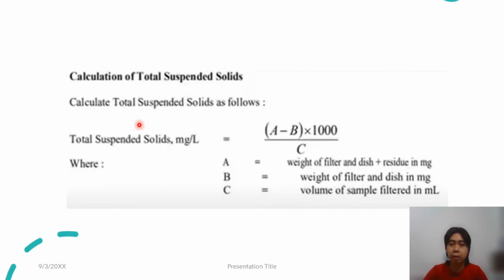For the calculation of the total suspended solids, here is the formula: weight of filter in dish plus residue in milligram, subtracted by weight of filter in dish in milligram, multiplied by 1,000, divided by the volume of sample filtered in milliliter.